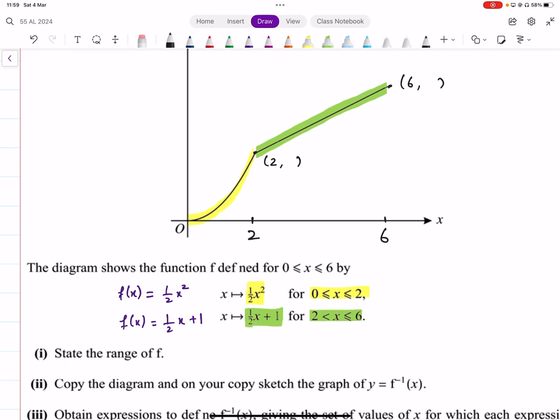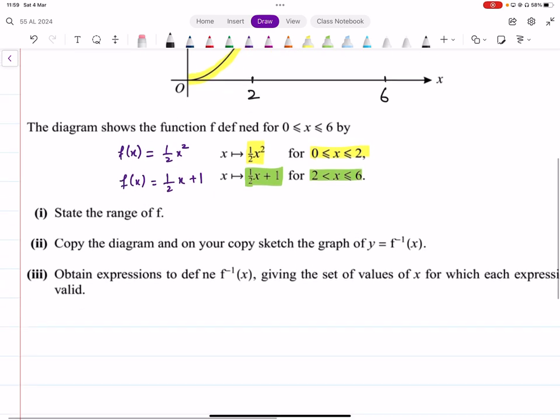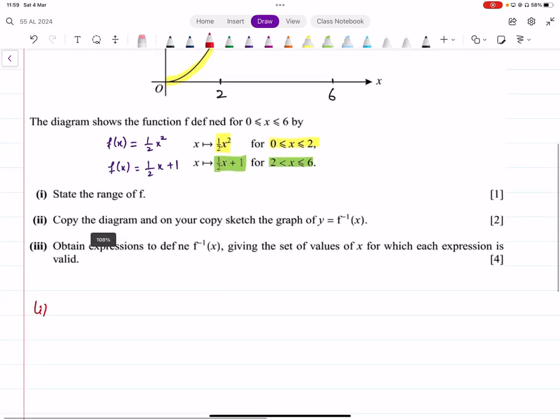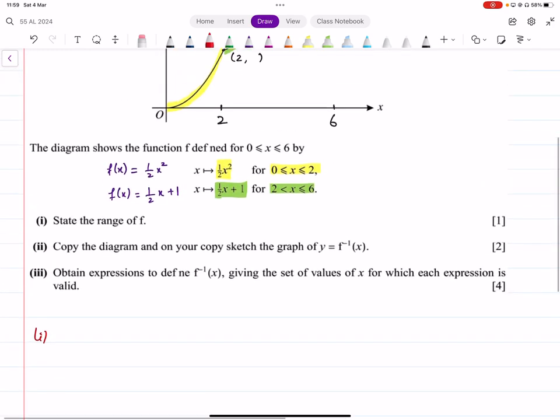We need to state the range of f in the first part. What is the range? The values of y. You can see the graph, where does it start? It starts from 0. Its minimum value would be 0. That's pretty obvious. What about the maximum value?